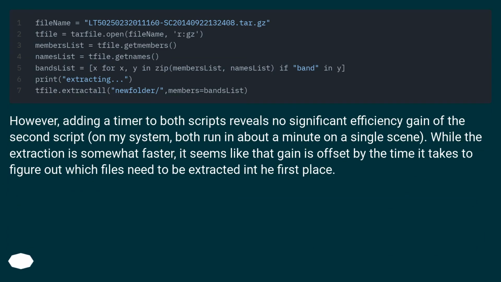However, adding a timer to both scripts reveals no significant efficiency gain of the second script. On my system, both run in about a minute on a single scene. While the extraction is somewhat faster, it seems like that gain is offset by the time it takes to figure out which files need to be extracted in the first place.